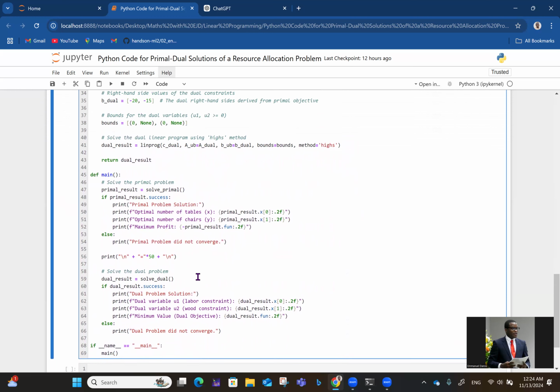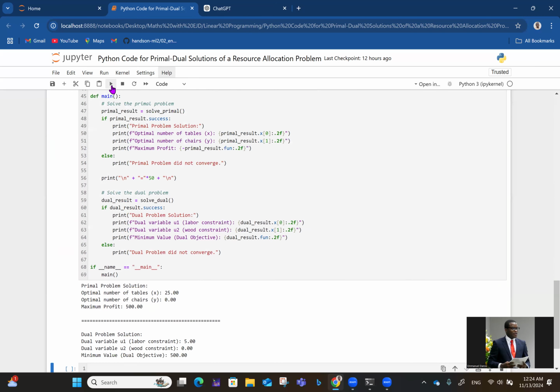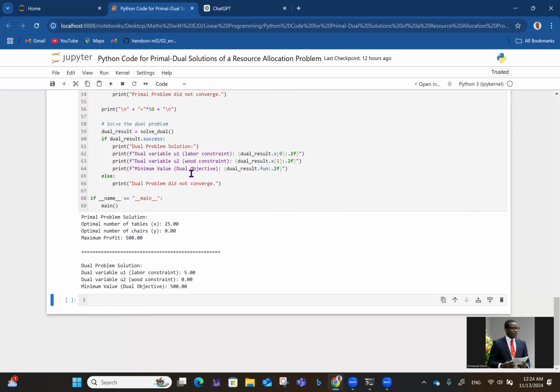So like that. And once all of that is done, the dual result is returned, and then we solve the primal and dual and everything, and we just click on this, in one blow, we get our result. And just like what we got manually, you can see we now have our primal problem solution. We had 25 tables and 0 chairs, leading to a maximum profit of 500.